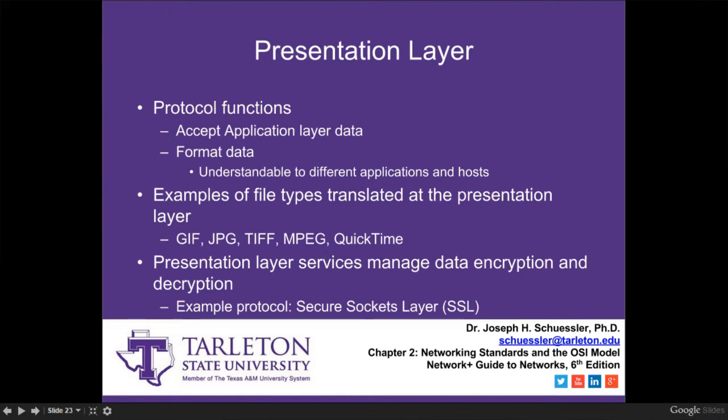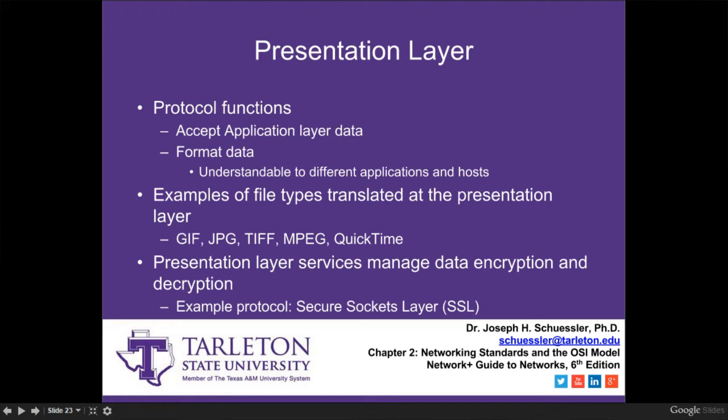The next layer down is the presentation layer, and the functions of this protocol are to be able to accept information from the application layer of the OSI model and to format data. This is what allows different systems on the internet that don't necessarily speak the same language to still be able to communicate. So it allows us to serve up a GIF or a JPEG or a TIFF, for example, from, say, a Linux server to be viewed on a Macintosh machine. So this presentation layer is what allows us to be able to do that.